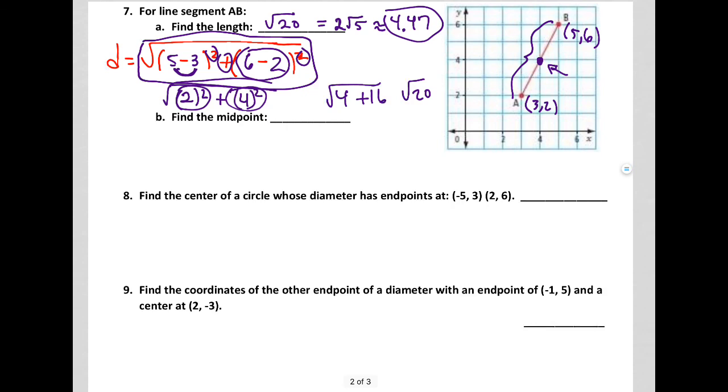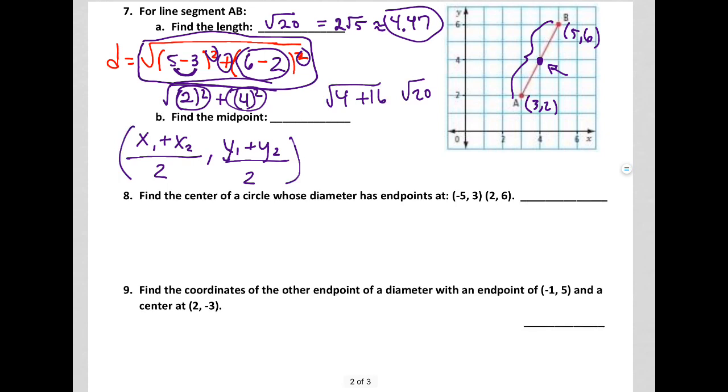So remember the midpoint formula is just the average of the x's. So basically you add the x values together and divide by 2, and average the y's. So you add the y's together and divide by 2. And that's your midpoint formula.